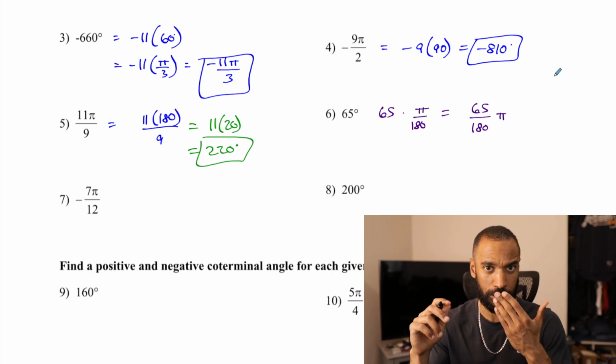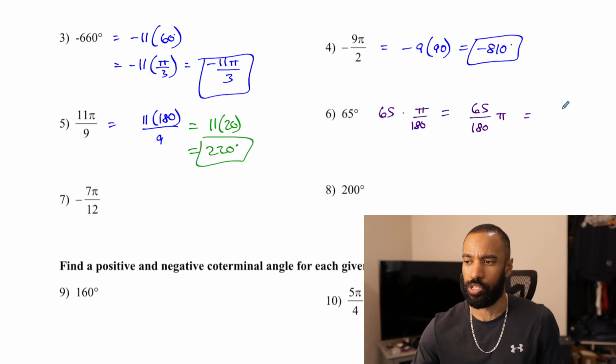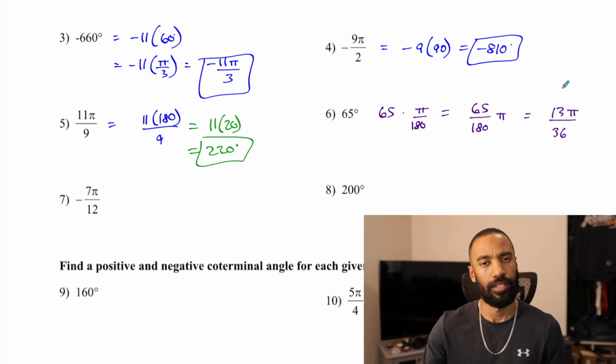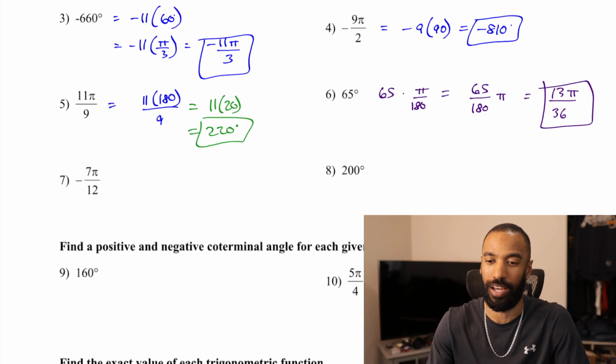I'm going to divide them by 5 first, because it divides 5 times 13. So this is 13 pi over 180 is 36. And I think that's as small as it goes, 13 pi over 36. But you reduce the fraction, right? That's what you work on.